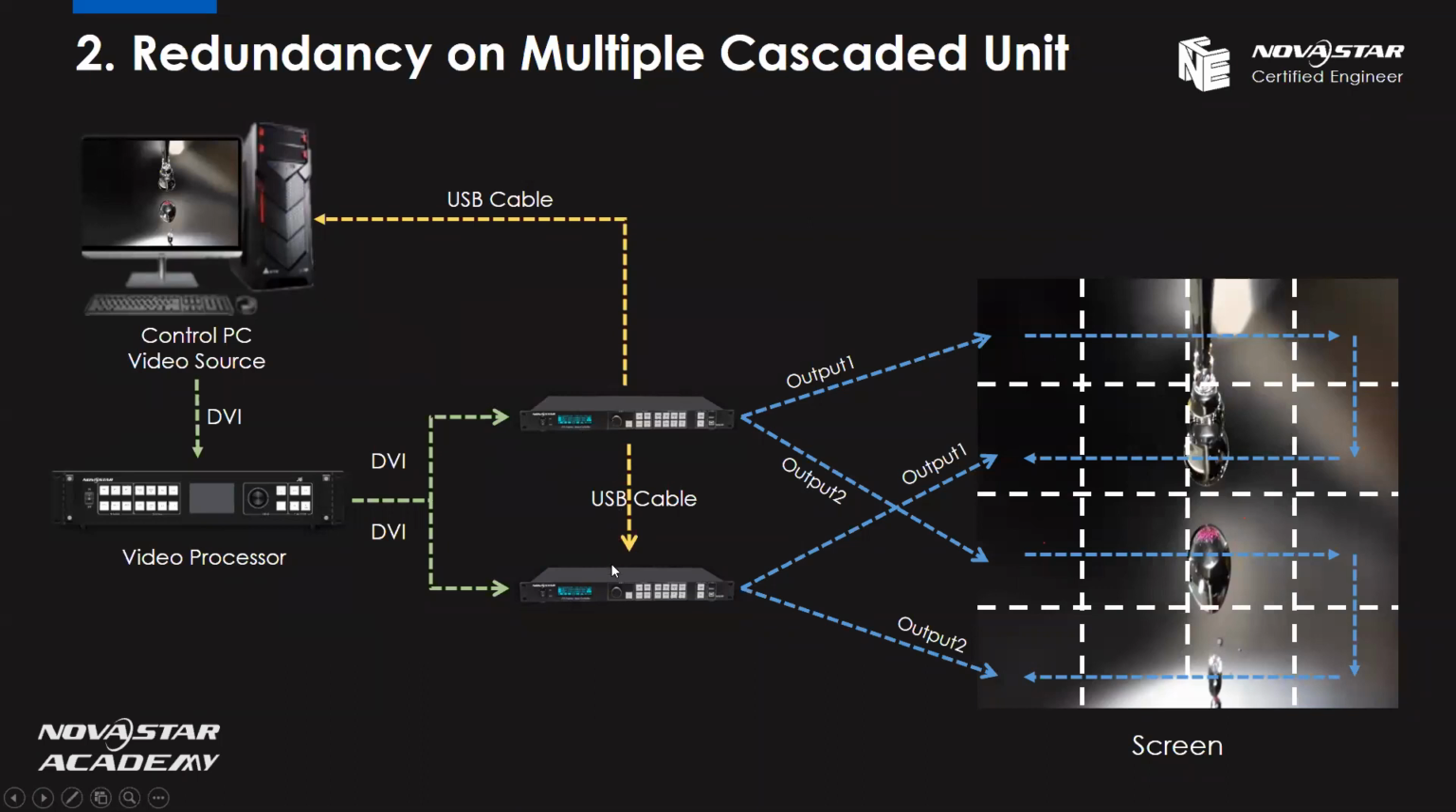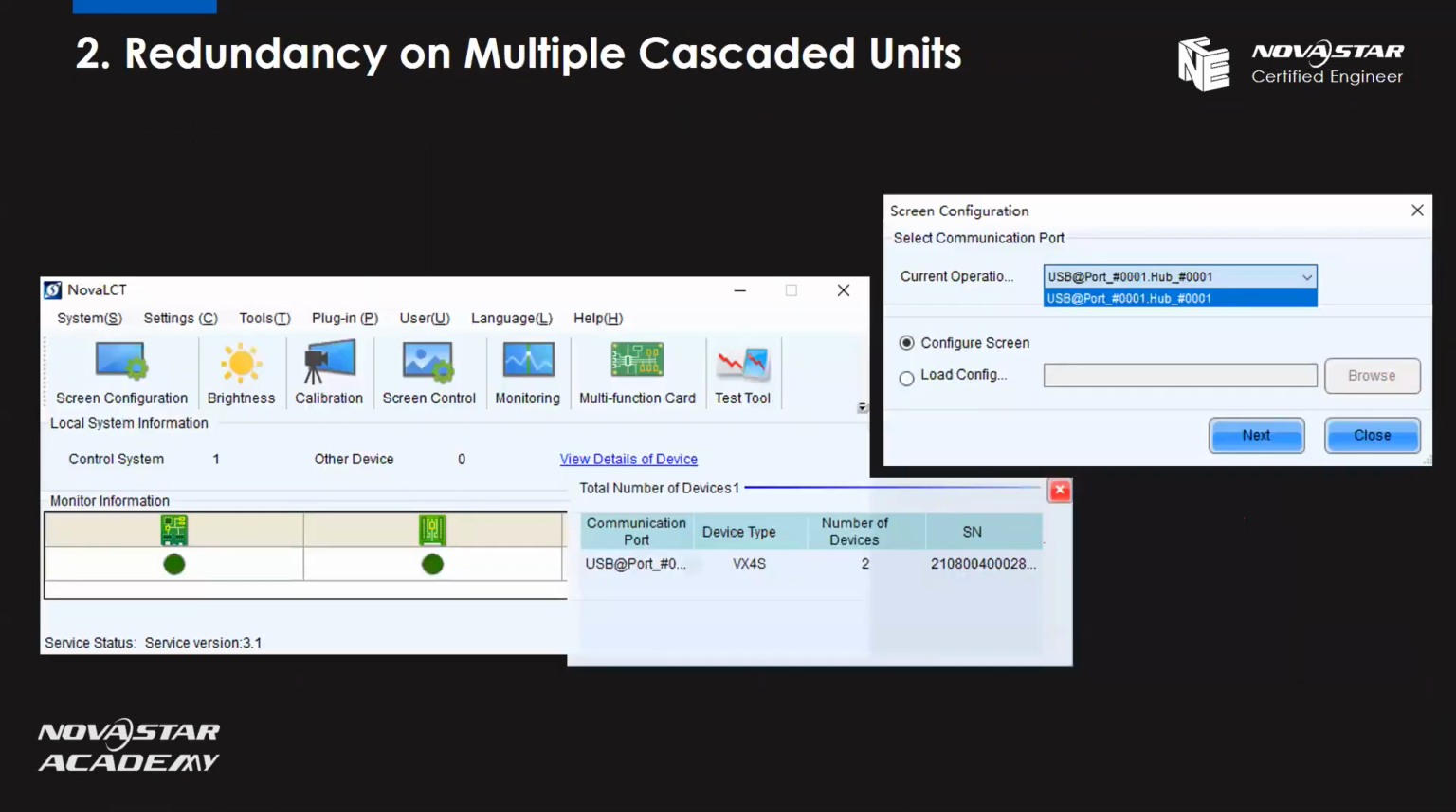Okay, let's go back to this chart again, this figure again. The 2 VX4Ss are using a USB cable to do the cascading. I hope you understand this part right now. And let's see the software part.